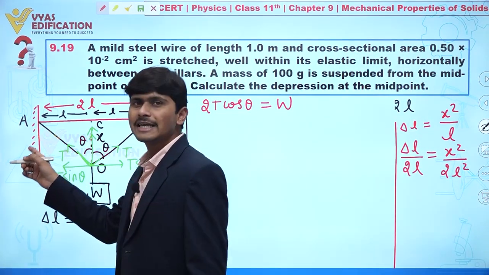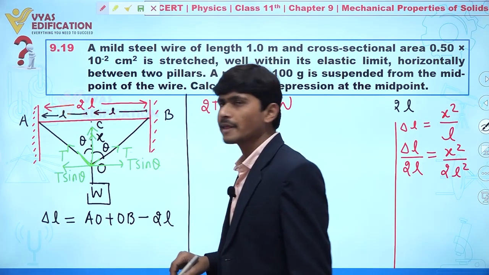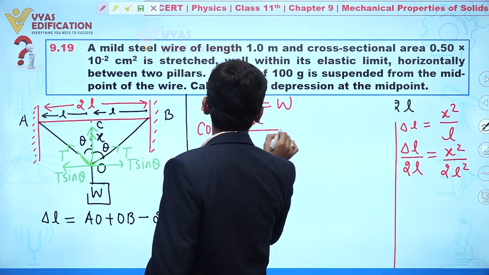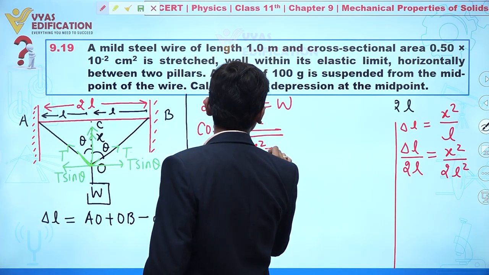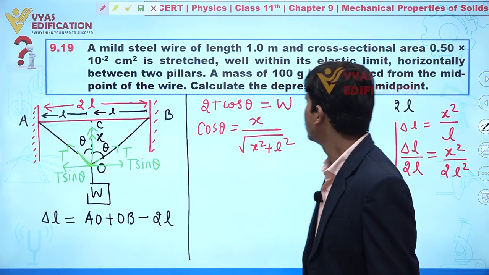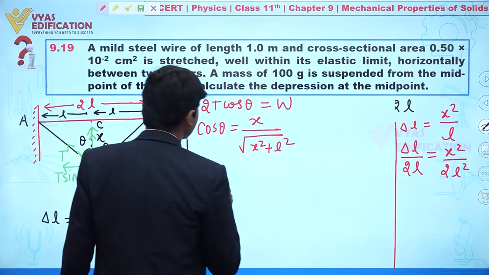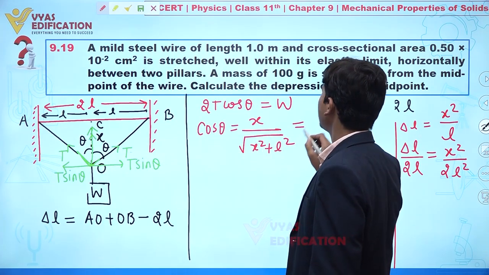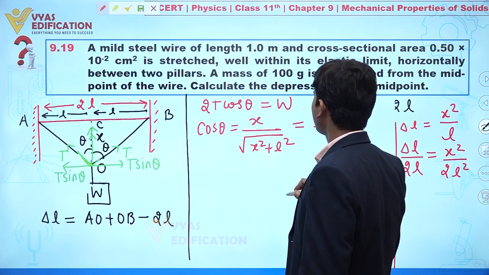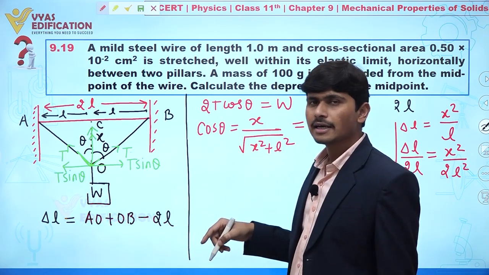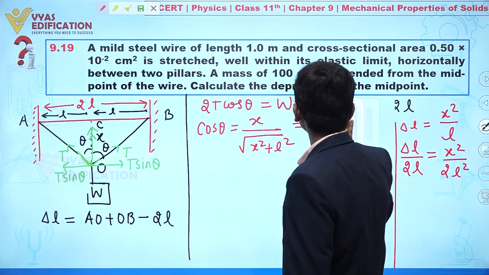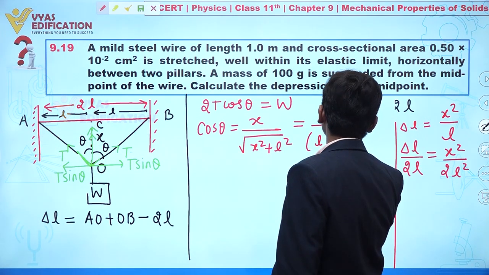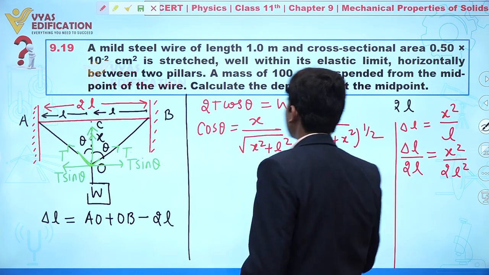So if I consider here right angle triangle ACO, clear? From here I can say the value of cos theta is given by x upon under root of x square plus L square. Clear to everyone? So now we can write here like this. Okay, first we calculate here the value of cos theta. So from here if I take L square common, how can we write, this is important, x upon L square plus x square power half. We can write like this.